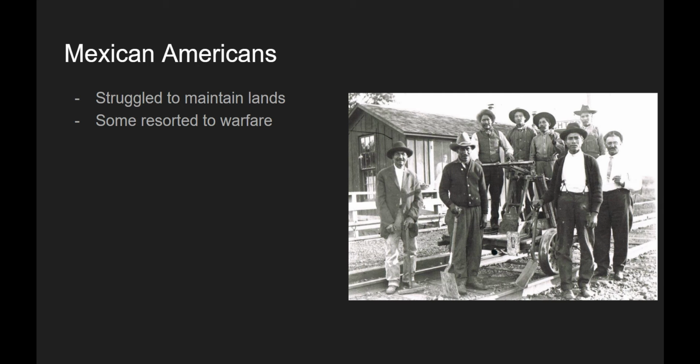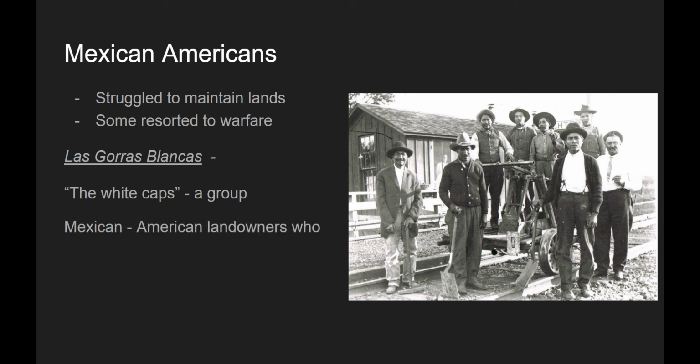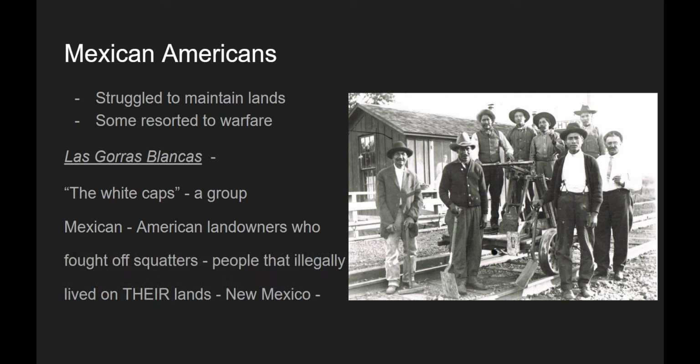They often resort to warfare because they feel like this is their land, they were there first. And what they're encountering is basically something called squatters, which are, I guess you could say, Americans who are moving from the East Coast to the West Coast. And as they're moving across the country, they literally squat and try to live on people's lands for free. So a group of these landowners, Las Gorras Blancas, and I'm sorry, my Spanish is so terrible, is a group loosely translating in Spanish to the White Caps, who are basically trying to fight back and create this sort of home and sort of protect the land that we know is theirs.